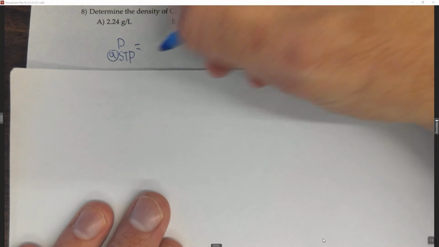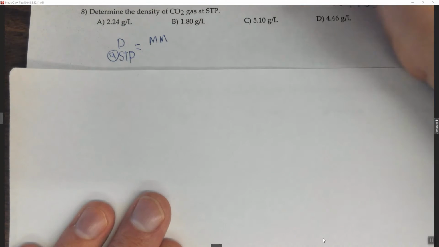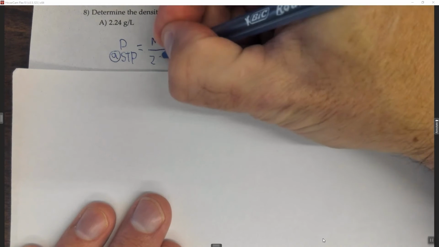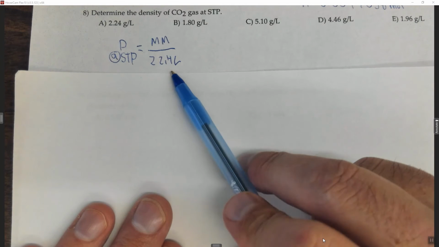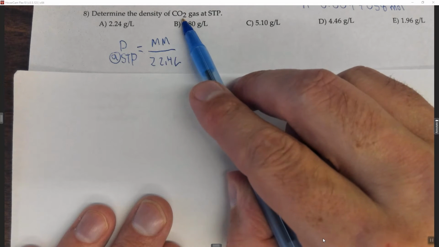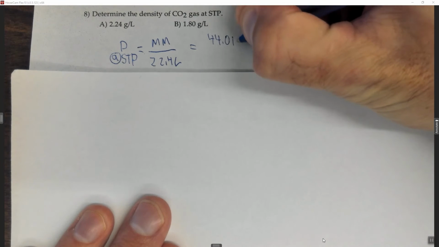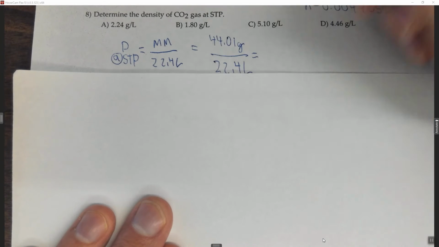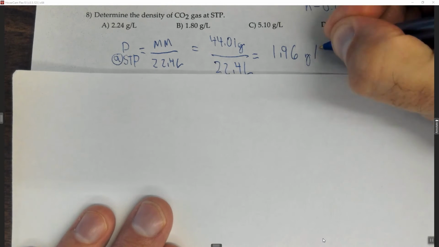So density generally is mass divided by volume. Well, what's the mass of 1 mole? It's the molar mass. And what is the volume of 1 mole at STP? It's 22.4 liters. So it leaves us with a new equation. Density at STP is the molar mass per 22.4 liters. So carbon 12.01 plus 2 oxygens, which are 16 each, gives you 44.01 grams of carbon dioxide. And at STP, it'll take up 22.4 liters, which gives you an ultimate density of 1.96 grams per liter.